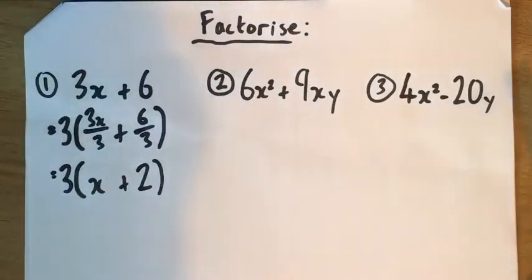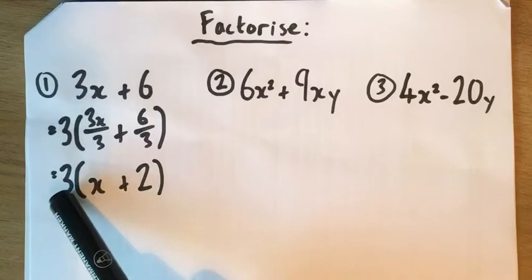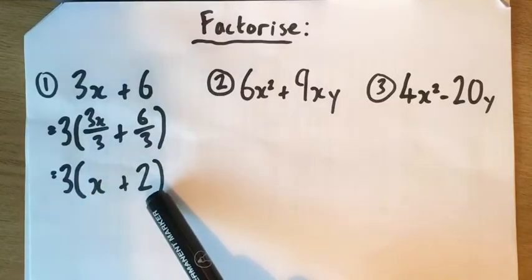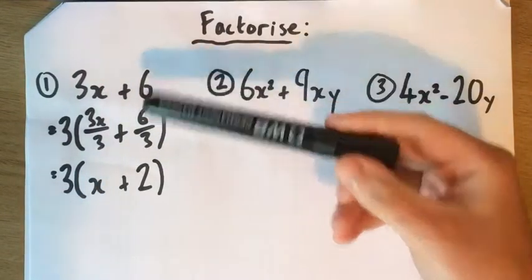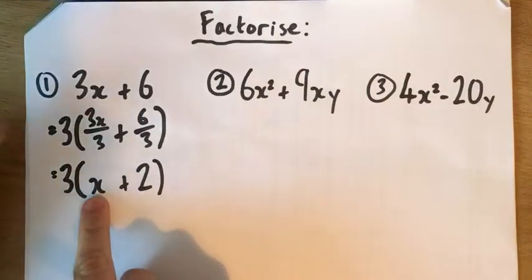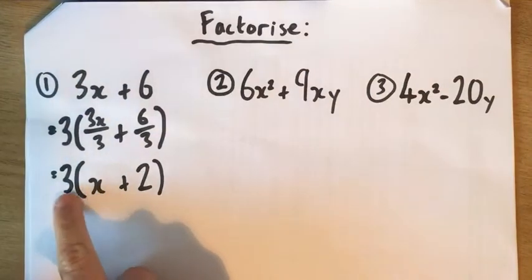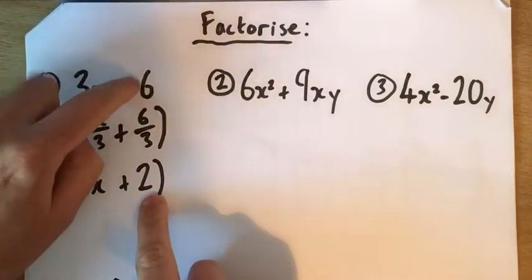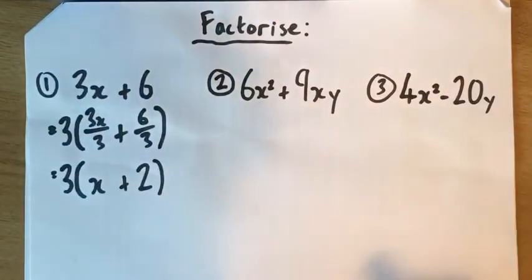You can always check your answer with these ones by multiplying them out. If you expand it, you should get back to your question. So if I did 3 multiplied by x, I would get 3x. If I did 3 multiplied by 2, I would get 6. So you can always check your answers with these ones.